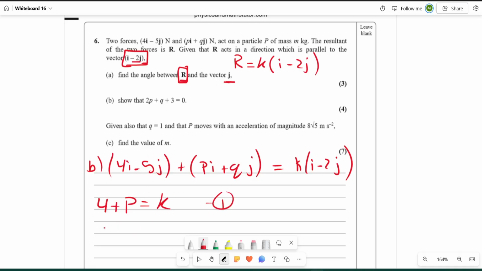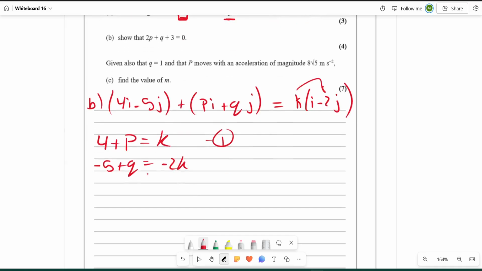And similarly for the j, I need to have the minus 5 plus the q equal to k times negative 2, so equals negative 2k. From here, I can eliminate the k and get an equation for p and q only. How I'm going to do that is, let's say this is 2 and this is 1. I'm going to divide the top by the bottom. So I'm going to have 4 plus p over negative 5 plus q. That's going to equal k over negative 2k, where the k's will cancel with each other. That's going to be negative 1 over 2.